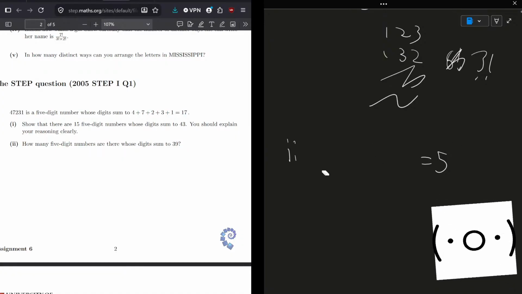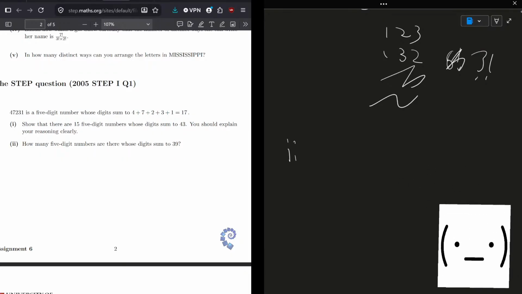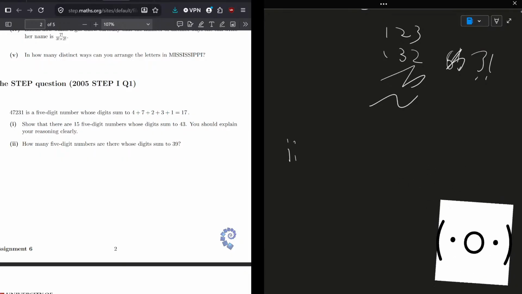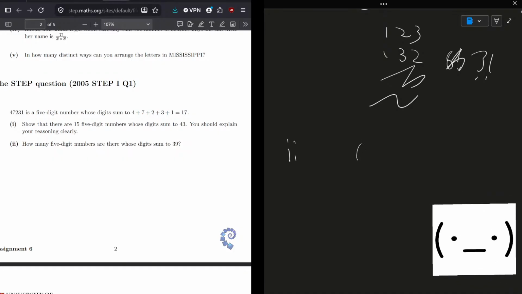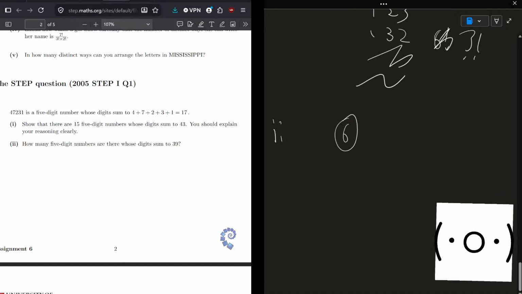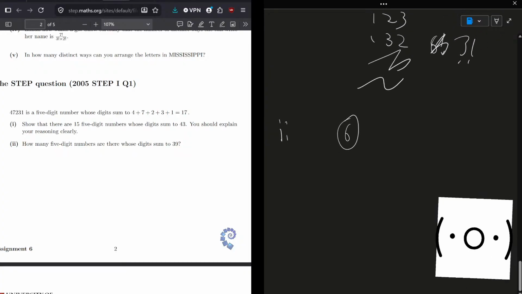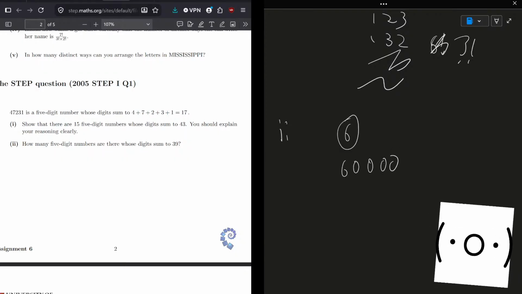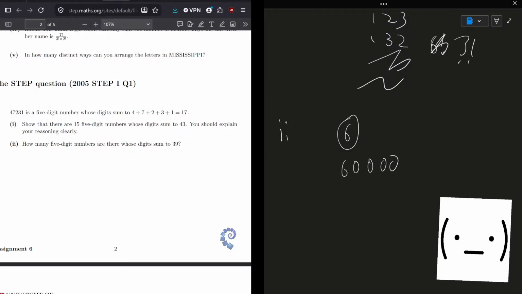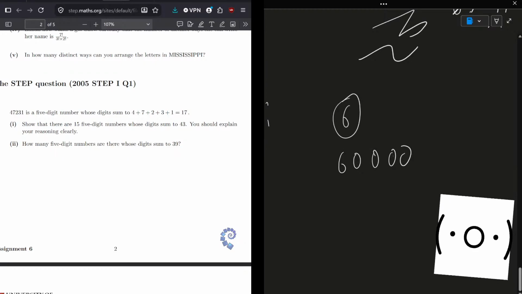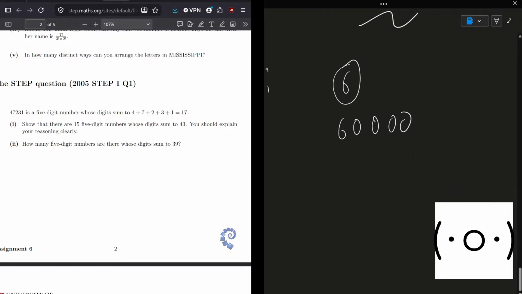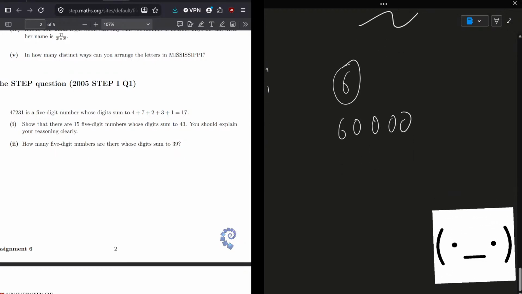Instead of considering 9s, maybe we can consider 6s, because the value that you need to subtract from the 9s is 6. And so what if we just consider ways in which we can distribute the 6 across the 5 digits? So for example, the example that I showed right now, 39999, would just be 60000. That might make it a bit easier to sort of conceptualize.